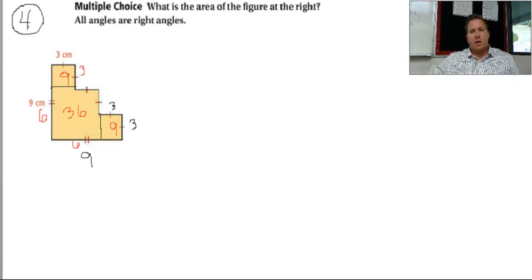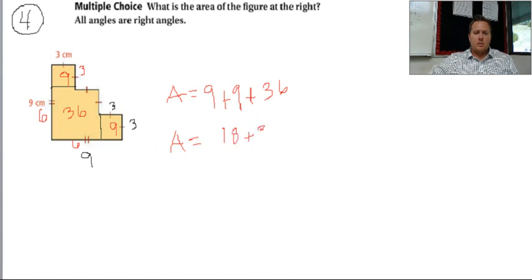And just like our segment postulate, if I take all the area of each of these and combine them together, it's going to give me the area of that total shape. So I'm going to say that area right here equals 9 plus 9 plus 36. So area is going to equal, that's 18 plus 36. And so I'm going to get area is going to equal, and I add these up, that's going to be 54, and then I got to make sure that I label it.